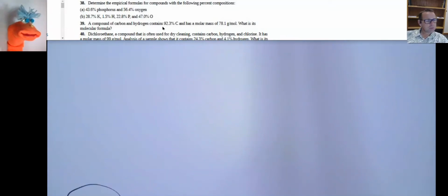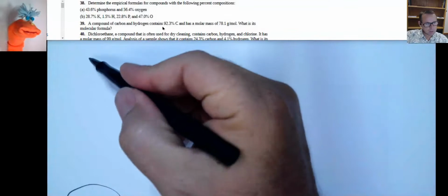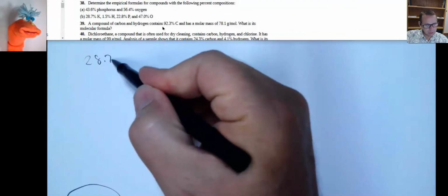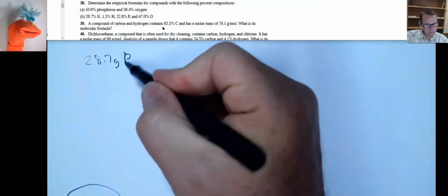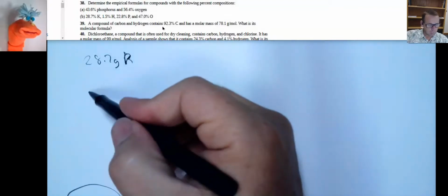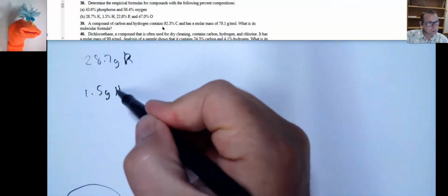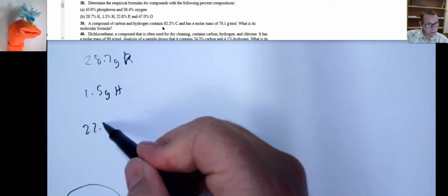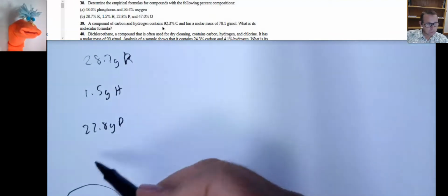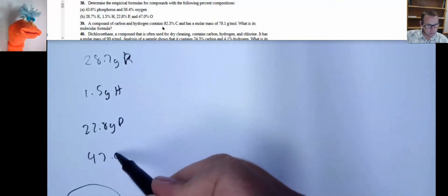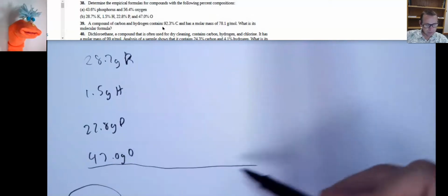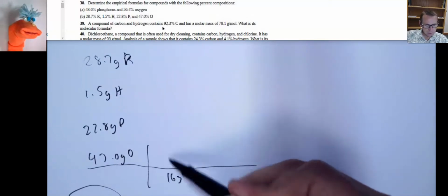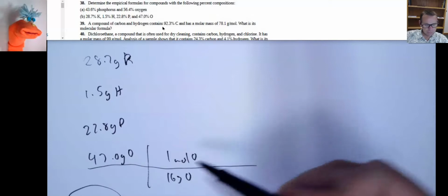28.7% potassium, 1.5% hydrogen, 22.8% phosphorus, and 47% oxygen. Just pretend like you have a 100-gram sample. Same thing, 100-gram sample. So I start off with 28.7 grams of potassium, 1.5 grams of hydrogen, 22.8 grams of phosphorus, 47.0 grams of oxygen. This is 16 grams for every 1 mole of oxygen.